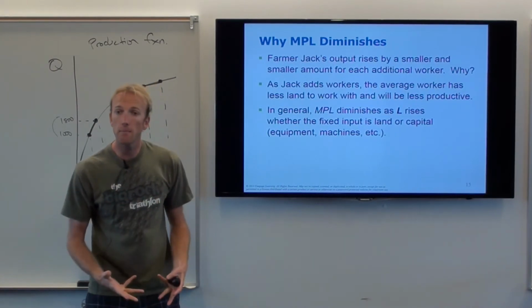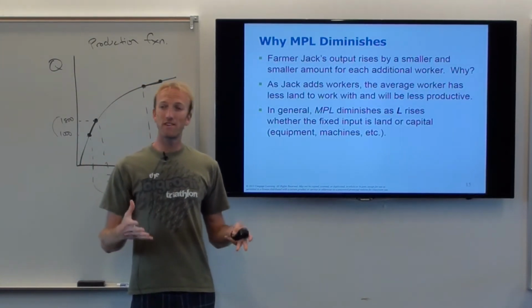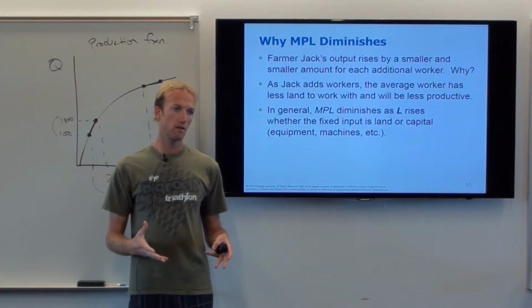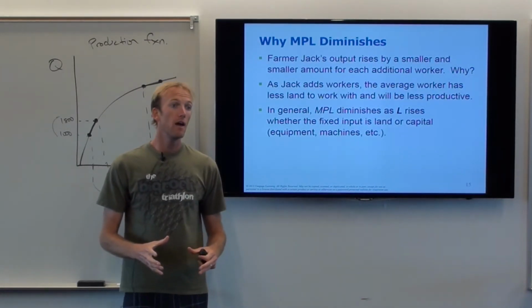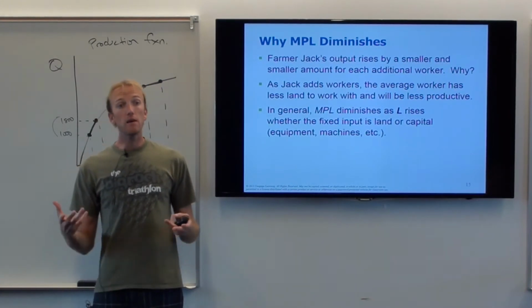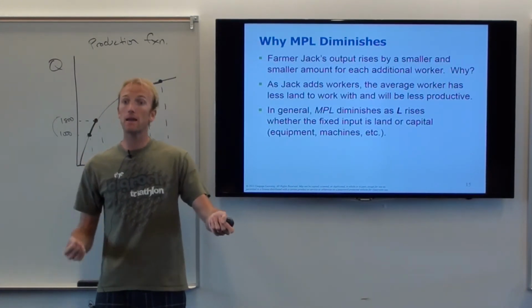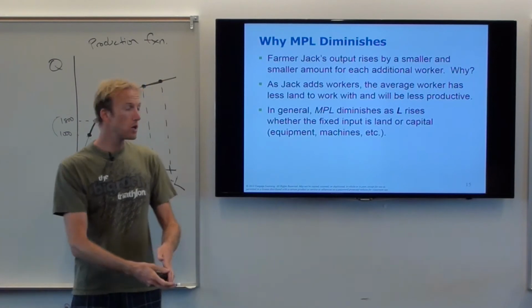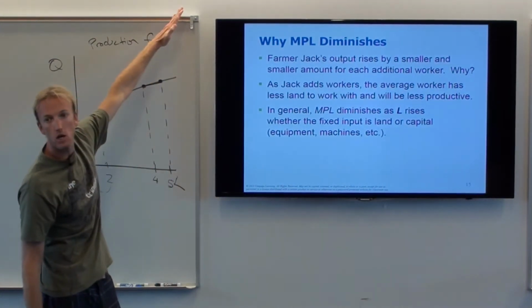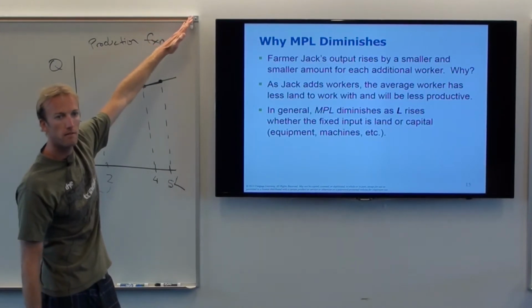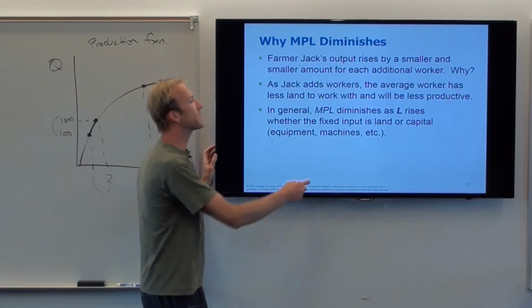Okay? In this example, what's Farmer Jack's fixed input? Land, exactly. He only has 5 acres of land, right? Now, if on the other hand he was buying more land and buying more workers at the same time, would his production function do this? No, it would keep being straight and go up straight. Does that make sense? The problem is that there's a fixed input.